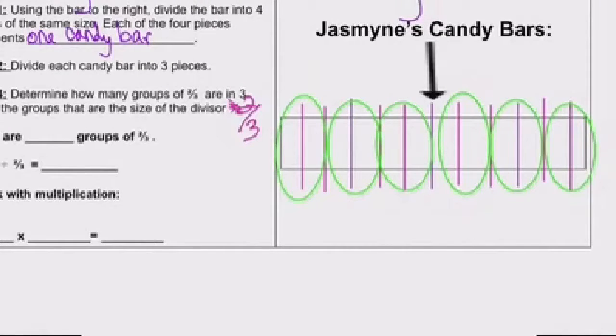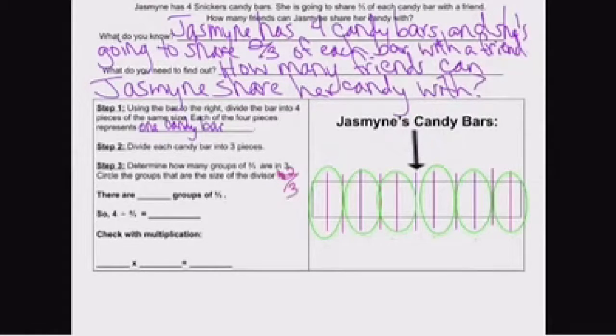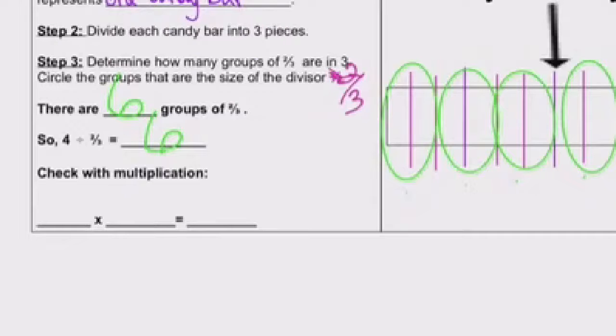Okay, and we can see we've got a total of 1, 2, 3, 4, 5, 6 groups. So there are 6 groups of 2/3. So we can say that 4 divided by 2/3 equals 6. And again, let's check with multiplication.